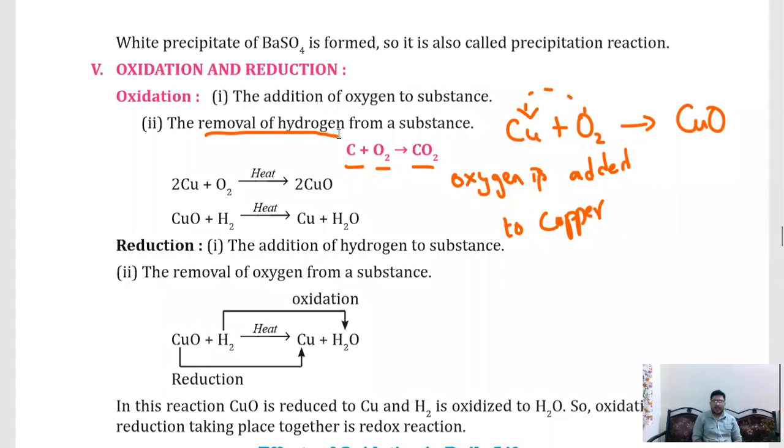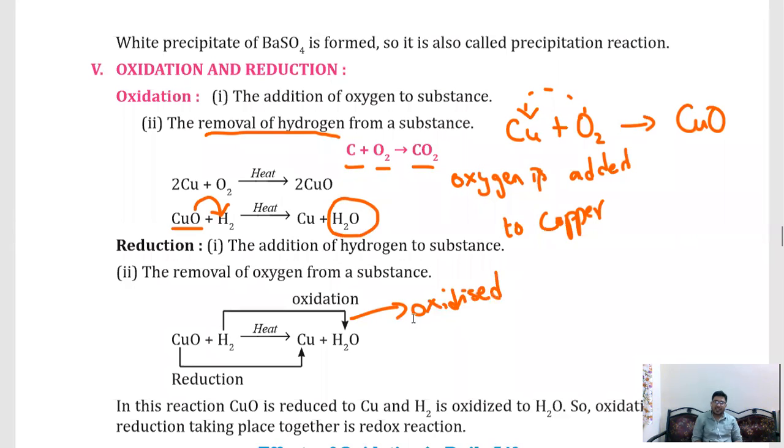Now, you can take another example. Copper oxide plus hydrogen. Now, oxygen is added to hydrogen. Oxygen is added to hydrogen. So that is how you are getting H2O. Now we can say hydrogen got oxidized.